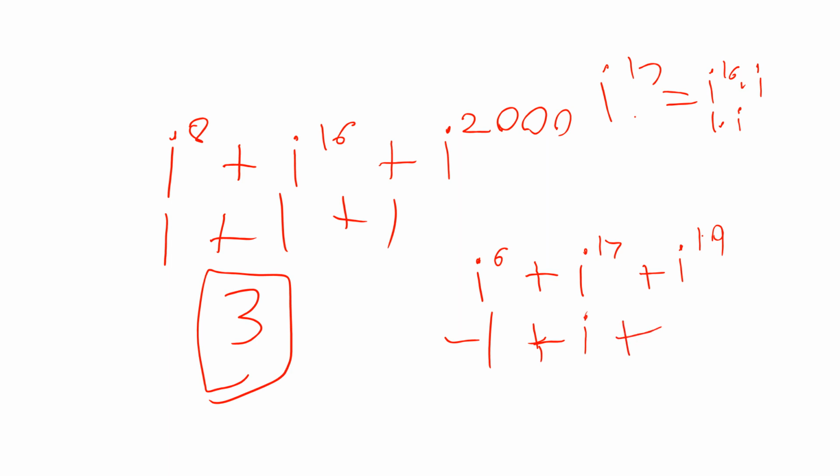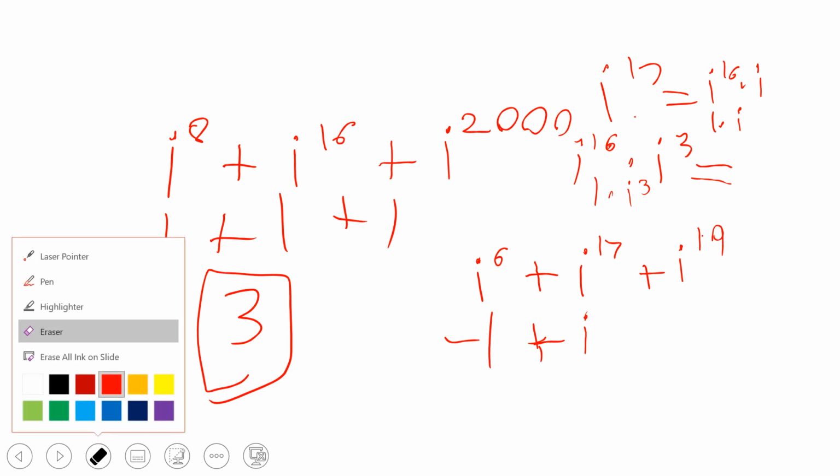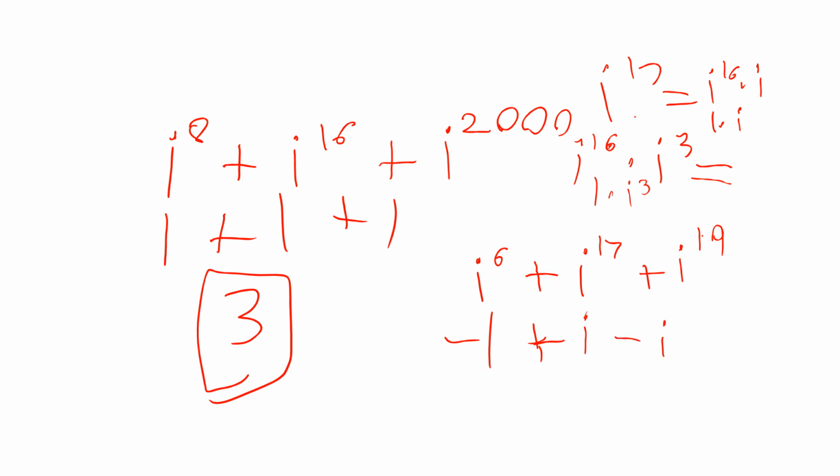Then plus, we have i to the 19th. We already know that 20 is a multiple of 4, but we also know that 16 is a multiple of 4, so I'm going to choose the 16 since we're adding. i to the 16th multiplied by i cubed, and i to the 16th is 1, multiplied by i cubed, and i cubed is negative i. So this is minus i. Minus 1, plus i, minus i. That's 0, they cancel. -1 is our answer.